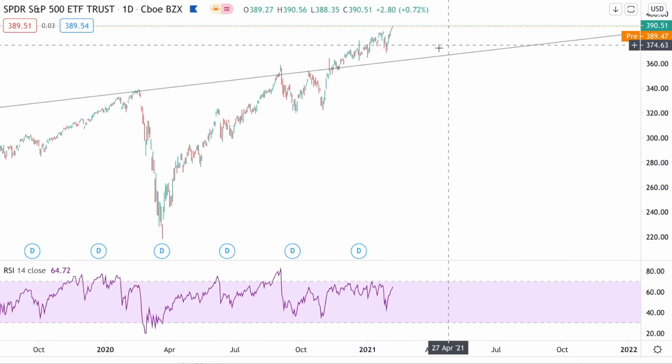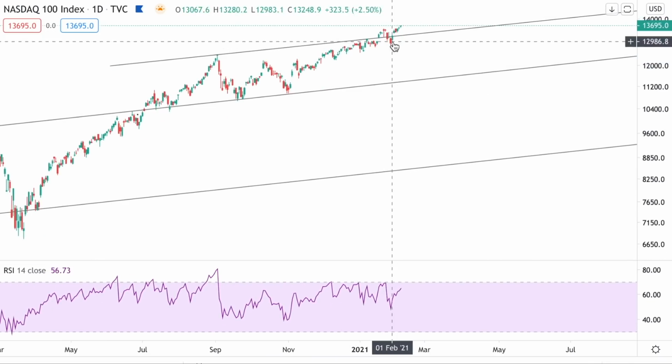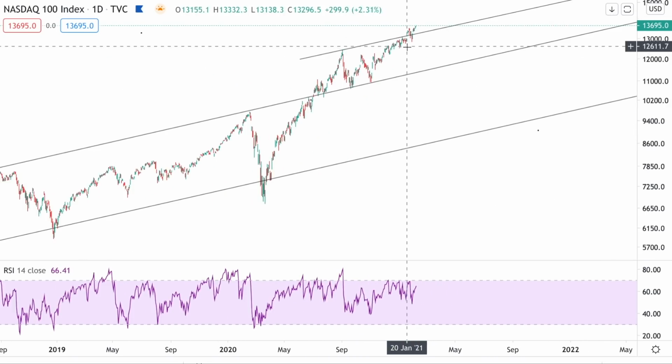We have the S&P 500 trading at all-time highs. We have the NASDAQ breaking out above its price channel with almost no resistance above it. So what's going to be happening next?